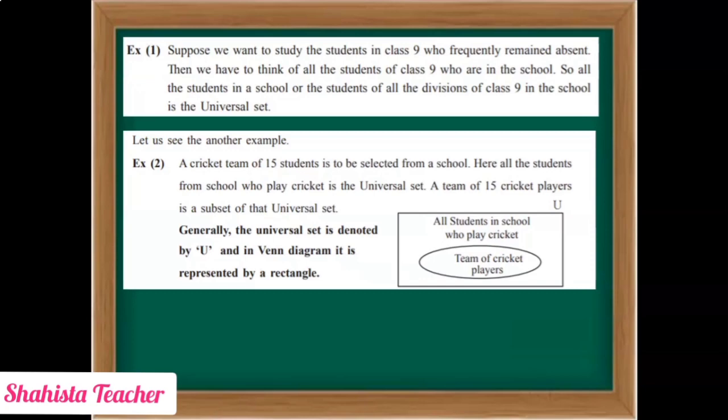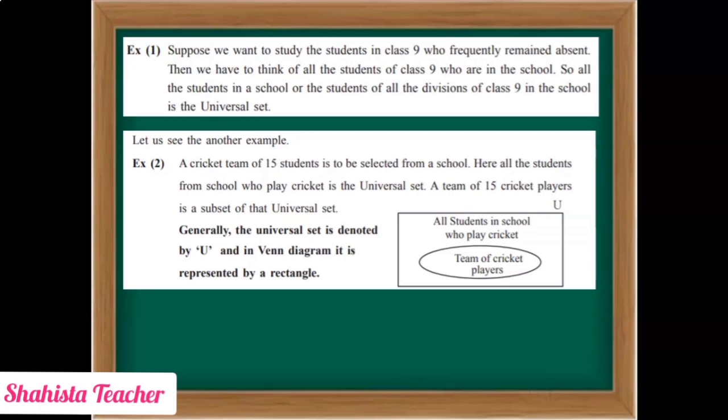Here, see example number 1, which is there in your textbook. Suppose we want to study the students in class 9 who frequently remain absent, then we have to think of all students of class 9 who are in the school. So all the students of all the divisions of class 9 in the school is the universal set. In our school, the 9th standard has 4 divisions: division A, B, C and D.